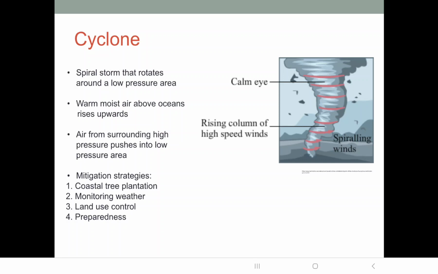And what will happen? The people who are living in the coastal areas can be shifted to shelter homes or some other area, okay, safely, so that they will not get affected by the cyclone. So timely warnings over here play an important role, okay, in weather monitoring. Then land use control.